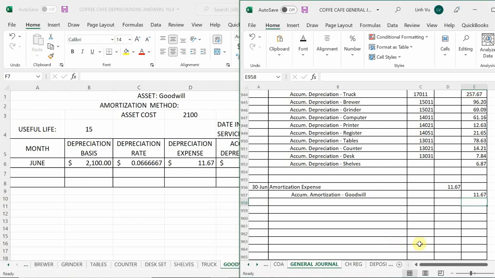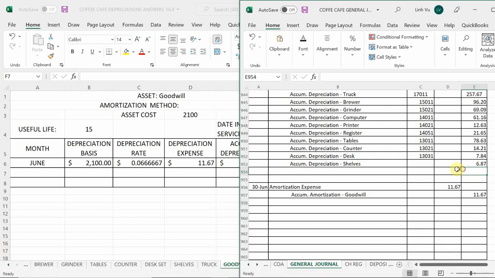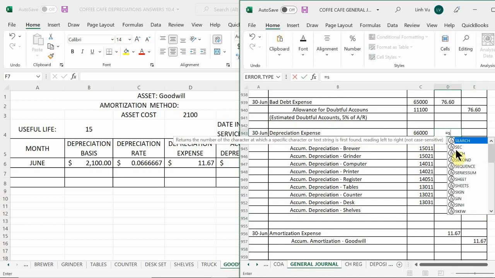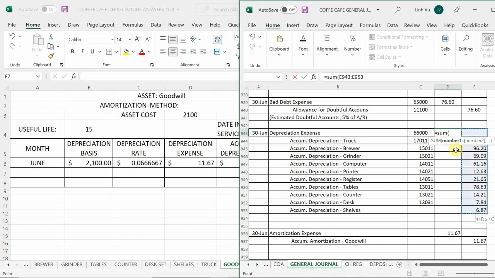So let's go ahead and finish off everything and plug everything in. What is my total depreciation expense? Since I haven't solved for that yet. So depreciation. How much is your total depreciation expense?